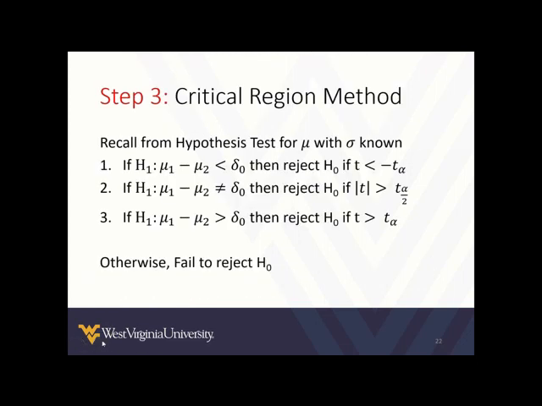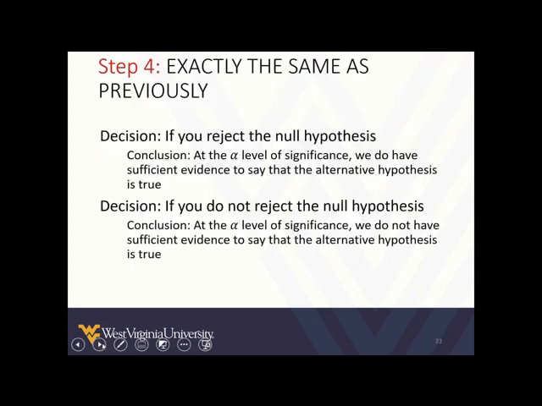Once again, we can still use the same critical region method with the t-distribution with our one-sided and two-sided test. Since I did just go over it a few seconds ago, I will not go over it a second time. And our step 4 will also be the exact same thing. And just again, this one I will repeat. Remember, if you reject the null hypothesis, you do have sufficient evidence. If you do not reject the null hypothesis, you do not have sufficient evidence.